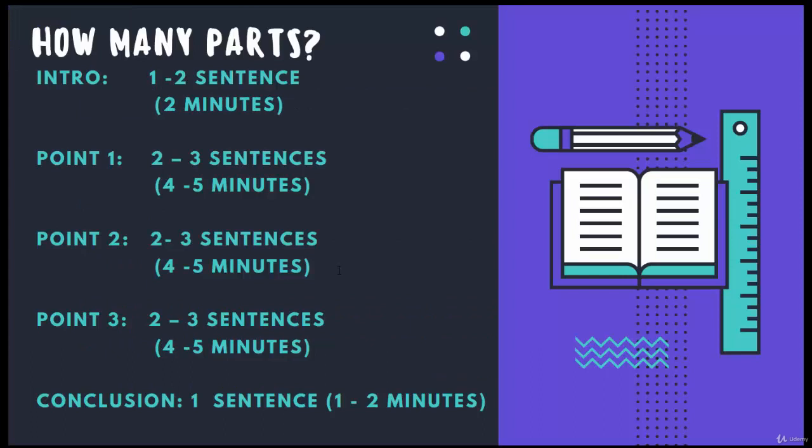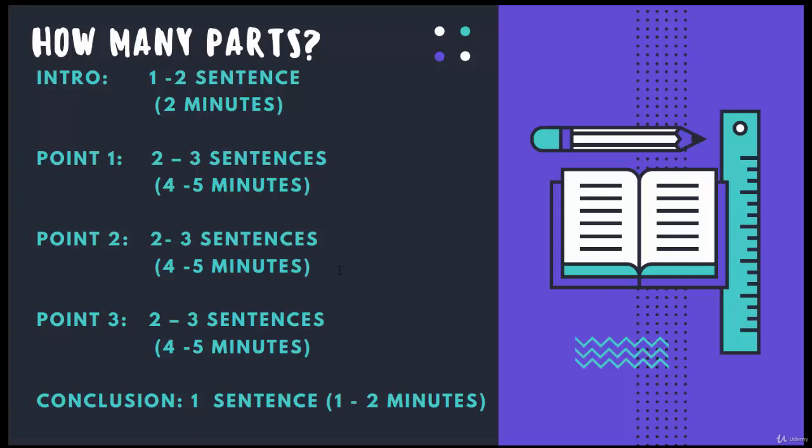Now, how many parts? This is what's important, because I see so many students that try to write the general letter in one big paragraph. Big mistake. You're not going to get a great score, right? So, how many parts? Well, look here on the screen and you'll see there are 5 parts. You have an introduction, which is 1 to 2 sentences. You have point 1 or part 1, 2 to 3 sentences.